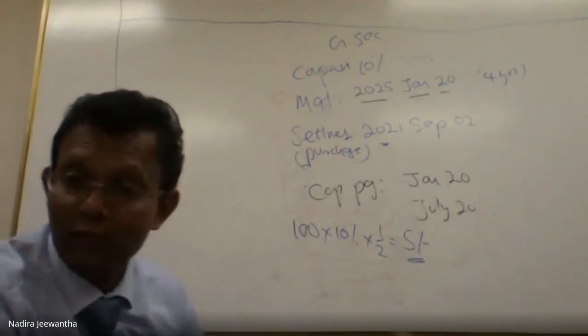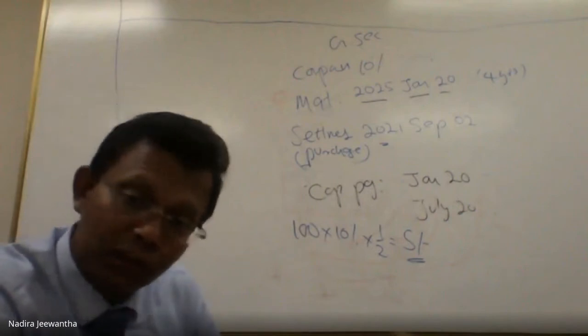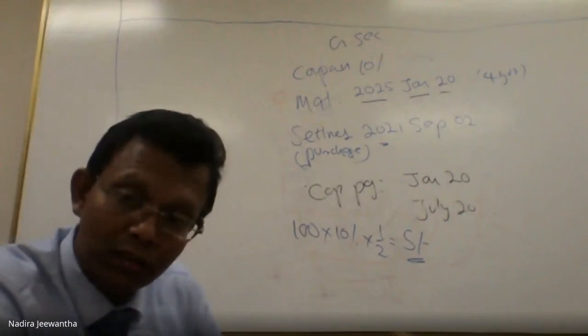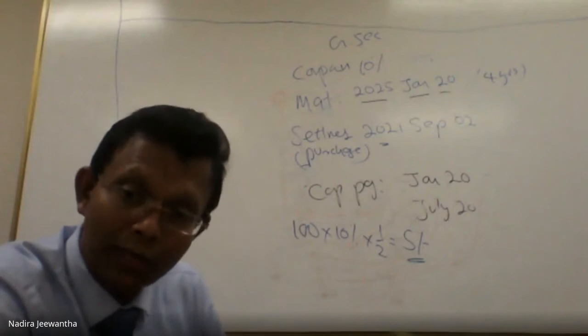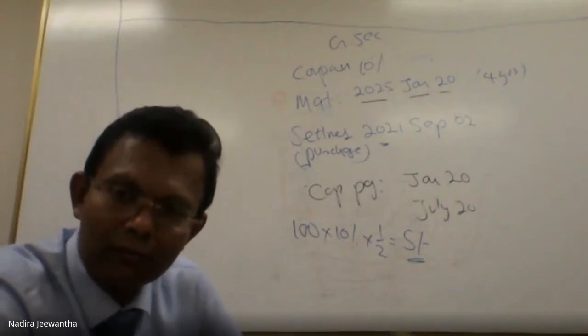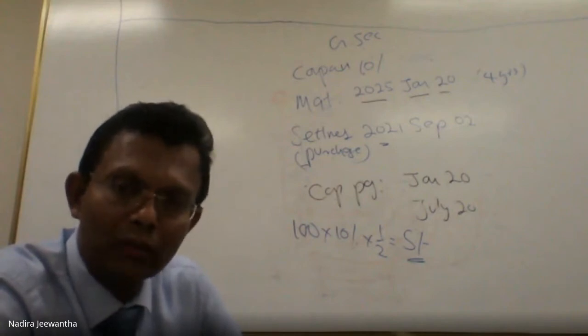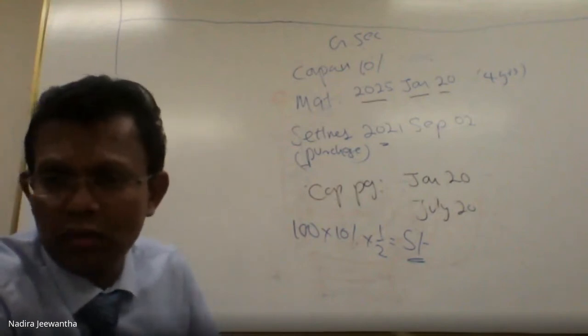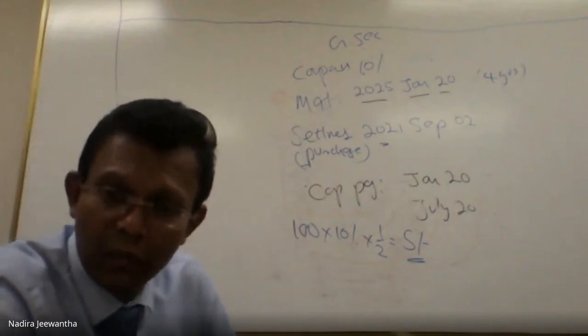Get 5 rupees for 6 months. My question is, were you holding for 6 months to get this 5 rupees? Well, you have to hold for the whole 6 months to get 5 rupees. 5 rupees is a 6 month coupon. Did you hold this for 6 months?